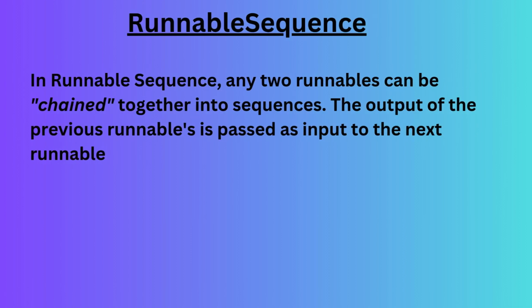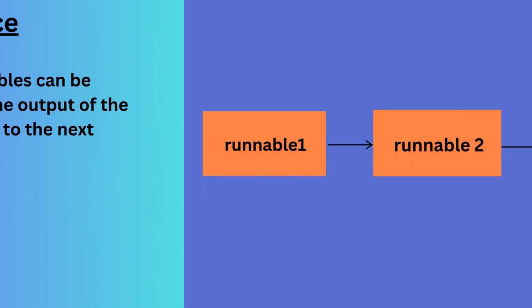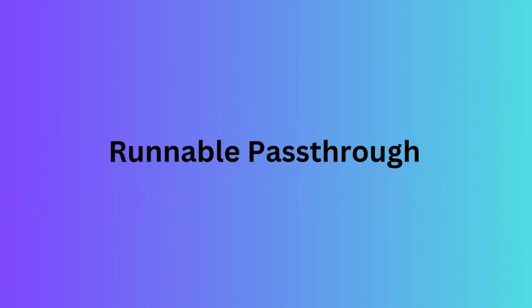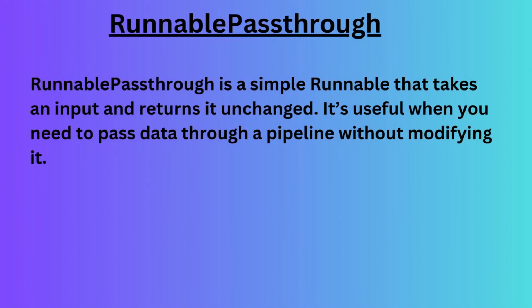While the RunnableSequence actually works in a way whereby if we have two runnables, they can be chained together into a sequence, whereby the output of the previous runnable is passed as input to the next runnable. So the RunnableSequence can be likened to the pipe operator because they work the same way. Now let's talk about the RunnablePassthrough. The RunnablePassthrough is a simple runnable that takes an input and returns it unchanged. So we usually use RunnablePassthrough whenever we need to pass data through a pipeline without modifying it.